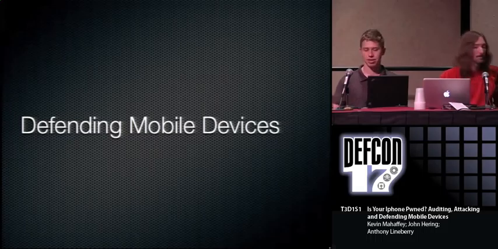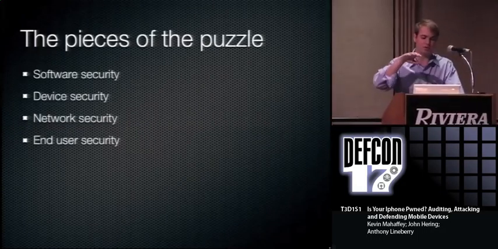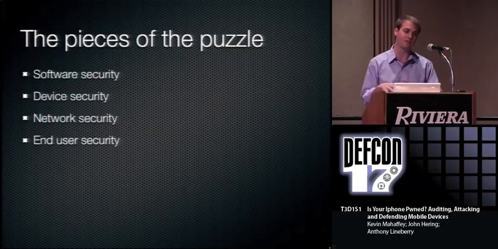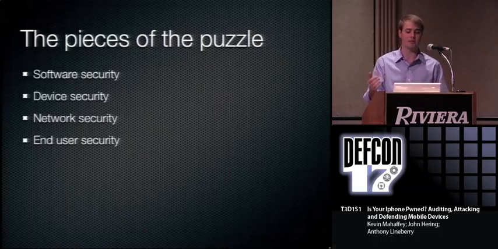Cool. So let's wrap up by talking about defending mobile devices, what we can do. There are four pieces of the puzzle in the way we like to think about it. There's absolutely no silver bullet to defending mobile devices. Software security, device security, network security, and end user security are all going to be super important if we actually want to make an impact on keeping these things safe.